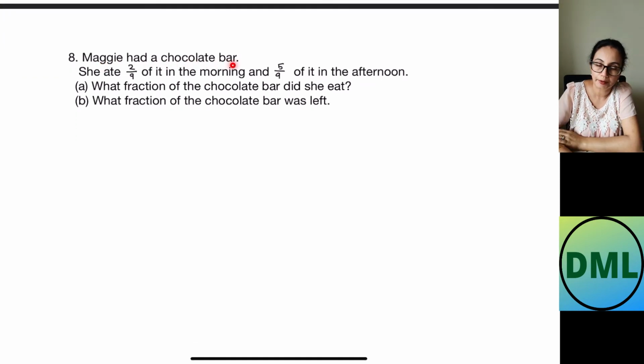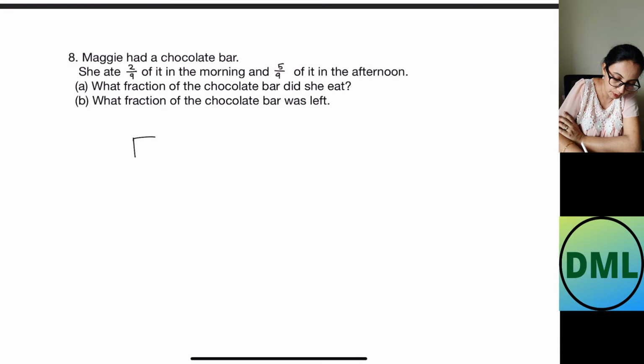Maggie had a chocolate bar. She ate 2/9 of it in the morning and 5/9 of it in the afternoon. First question, what fraction of the chocolate bar did she eat? Second, what fraction of the chocolate bar was left? You tell me how many equal parts the bar has been divided into. 9 parts, right? The bar has been divided into 9 equal parts.